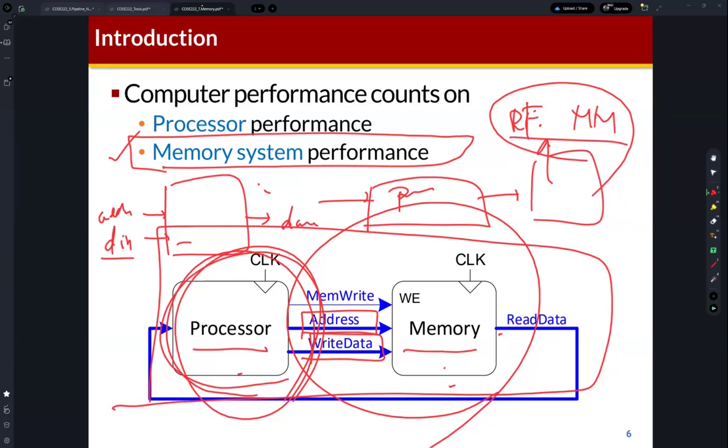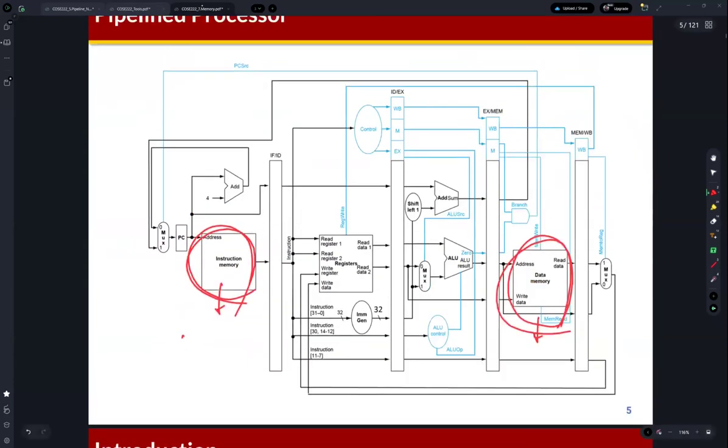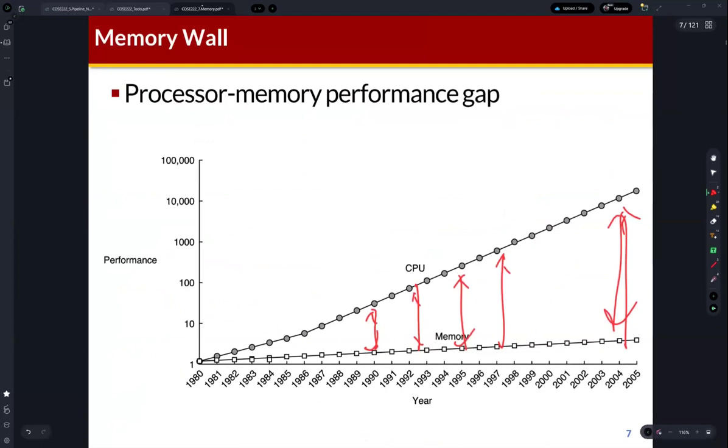Slower part dominates the performance of the system. Right? It's the same in the real world. The slower part dominates the performance. Right? So the performance of memory, because the memory is slower than the CPU, becomes a bottleneck, the performance bottleneck of a computer system.